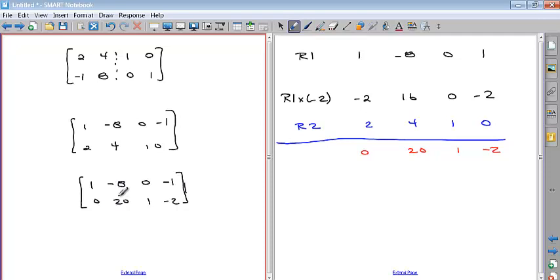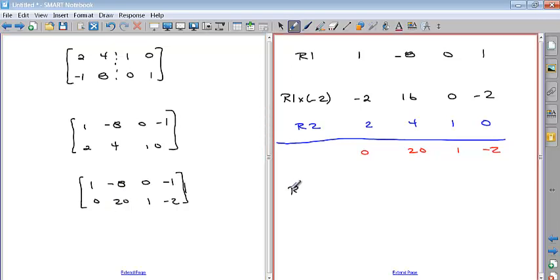Then I want to get a 1 here. So all I'll do is I'll take the new row 2 and multiply by 1/20. So here's my new row 2. I'm going to take that and multiply by 1/20. And then I could substitute that in.